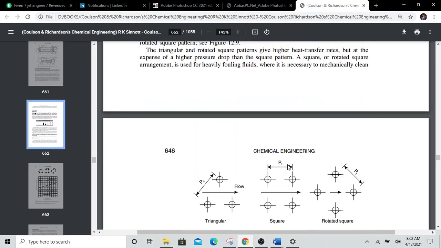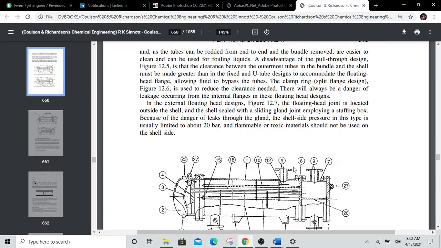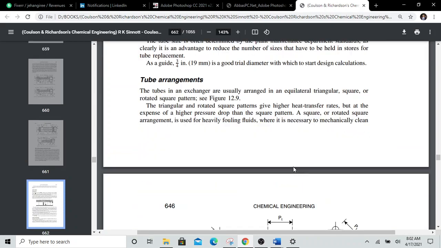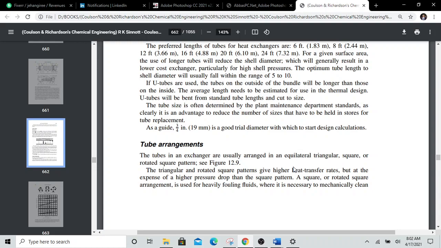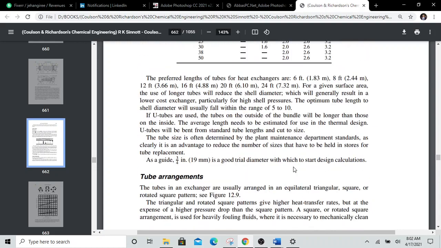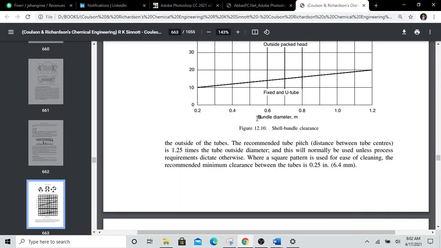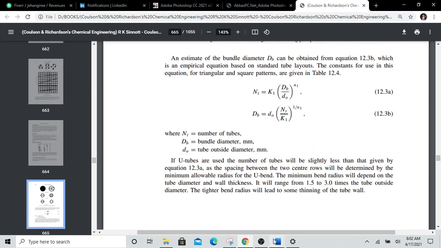If, for example, through Kern's method, if you use the book Coulson Volume 6, it's very lengthy to study there. So I have summarized all main points from that book into a separate Word file, which I will share with you. And we will be discussing the design in this video too.